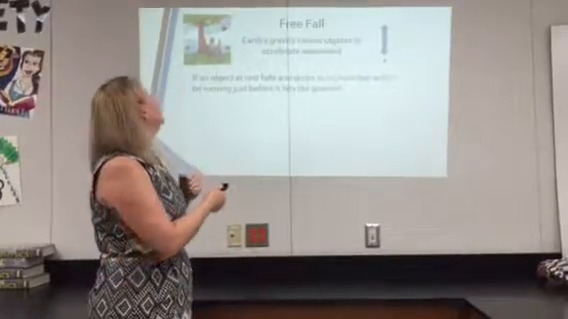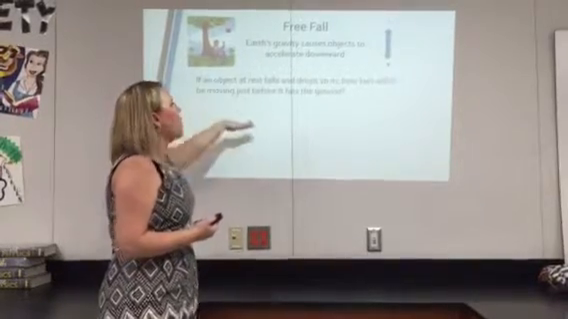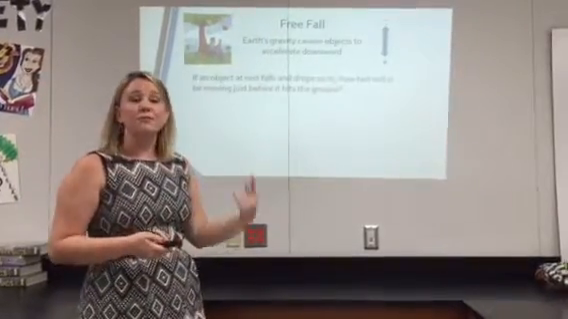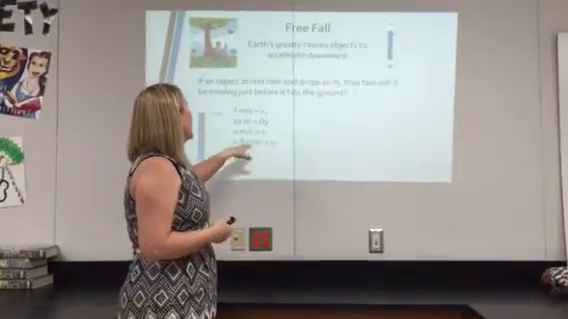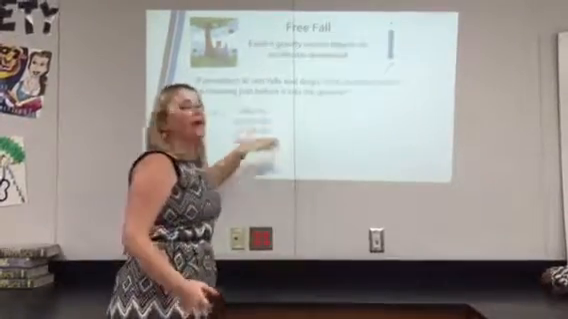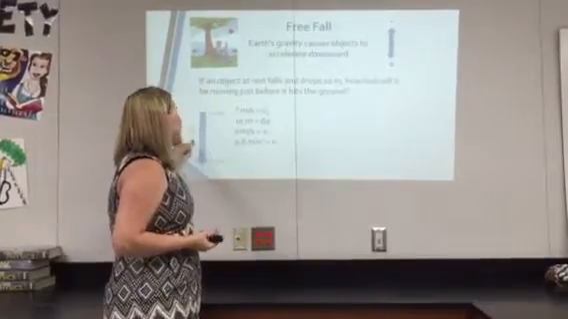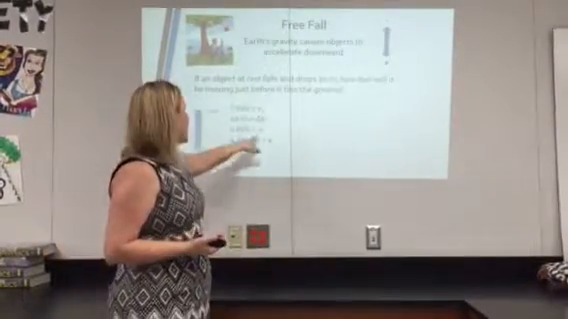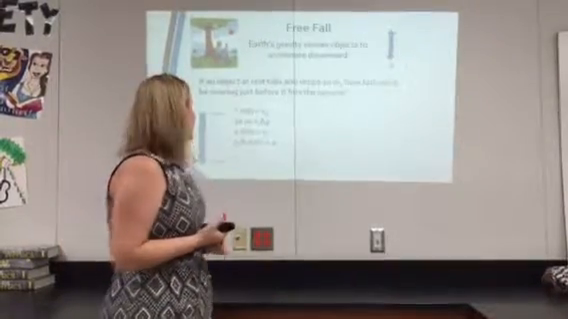So here we're choosing to make down positive. If an object at rest falls and drops 10 meters, how fast will it be moving just before it hits the ground? First you have to list out your variables. We also drew a picture. It's asking how fast will it be moving just before it hits the ground, so my vertical final velocity is what we're looking for. We know the distance that it falls is 10 meters. I know that it starts at rest, so my initial velocity is going to be 0, and I know my acceleration is 9.8 meters per second squared.